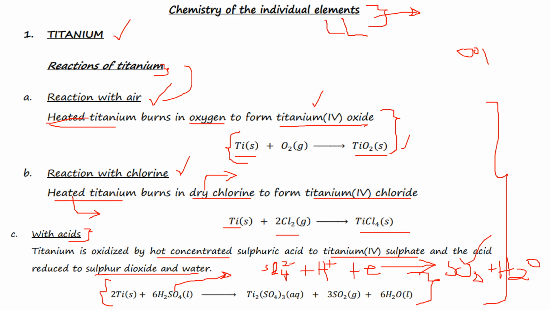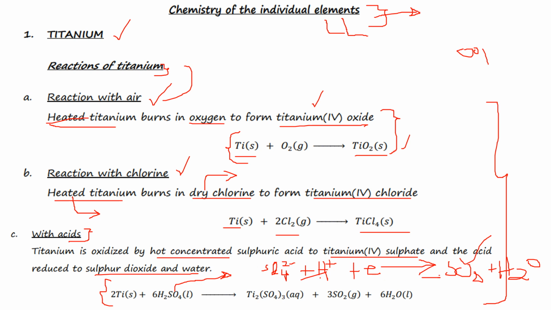After writing the half equation of sulfuric acid, you also write the half equation of titanium being oxidized to titanium 4 oxide. So you shall put water on this side so that you get titanium. If it's oxidized, you're going to get titanium 3 sulfate. Let me first rub off here.